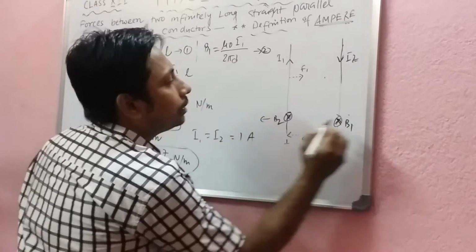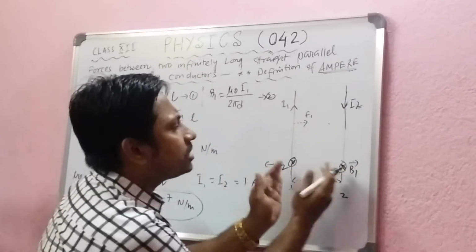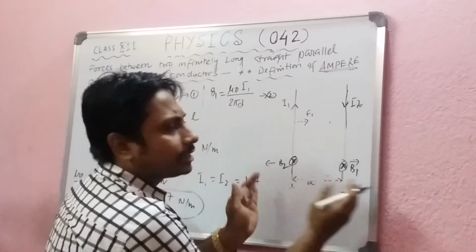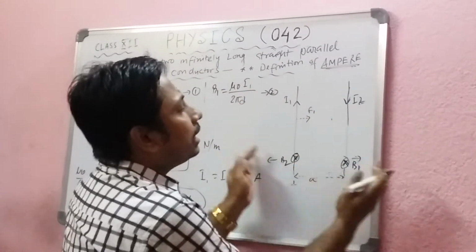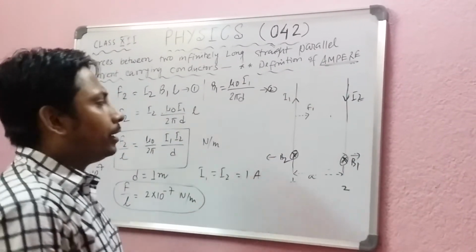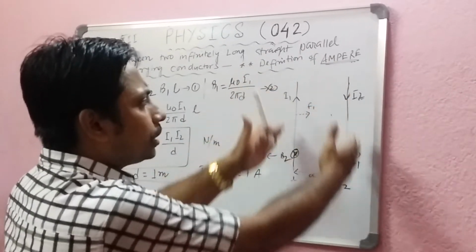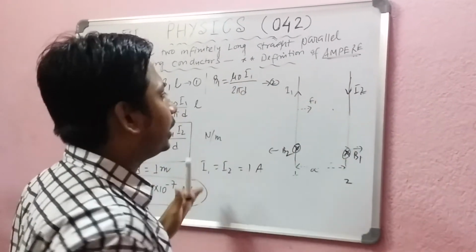Cross means same pole always repel each other. So that means the two wires repel each other. So if the direction of current is opposite, then they will repel each other. If the direction of current is the same, then they will attract each other. Okay.